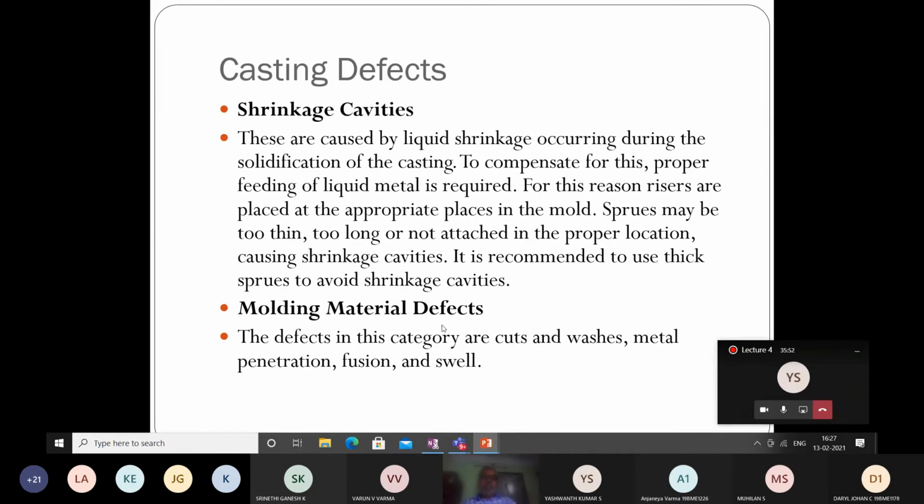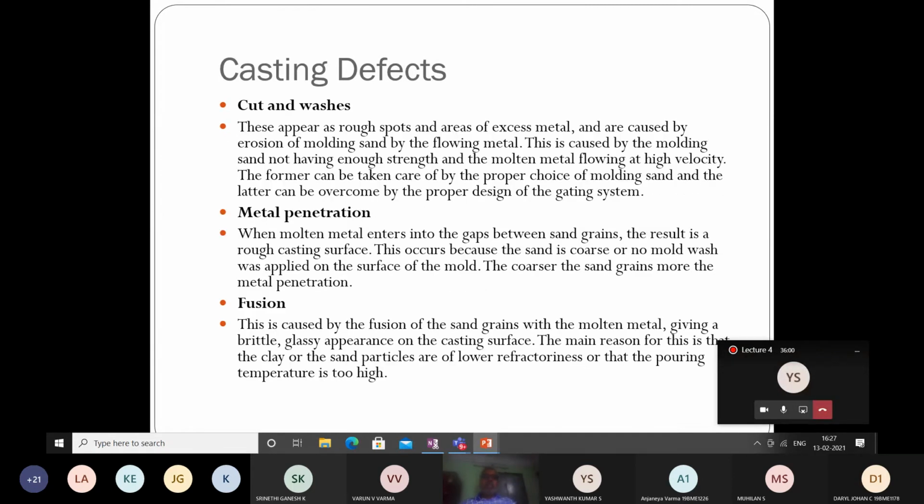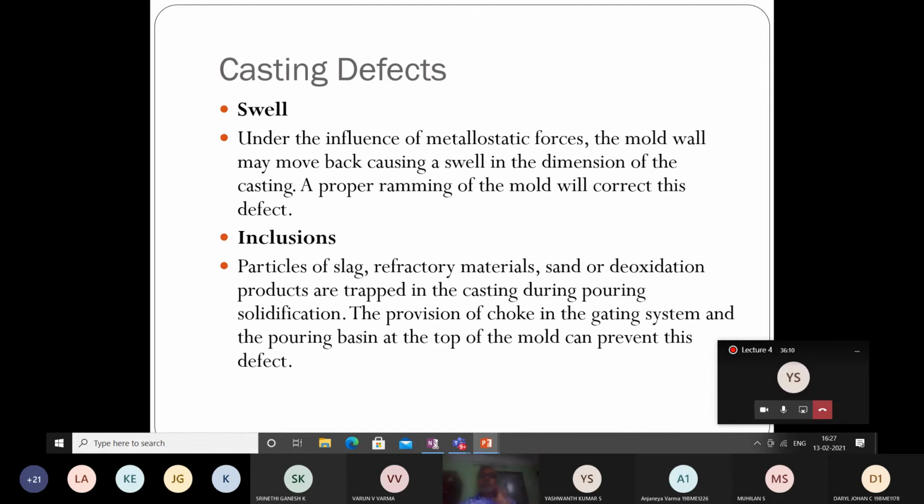Molding material defects: cuts and washes, metal penetration, fusion and swell. These are some of the molding material defects. Cuts and washes, fusion, so all these things. Metal penetration, fusion, swelling. There is one thing called swell. Under the influence of forces, the mold wall can move back.